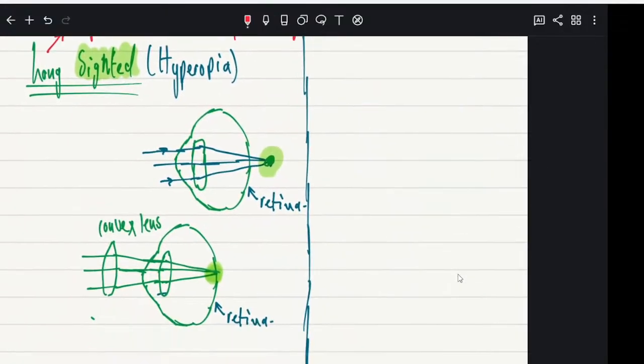Then in terms of diagram, if you're long-sighted, this is what happens. Your rays meet outside the eye. Is it true that they meet outside like this? Are you seeing what happens to the rays if you're long-sighted? Where do they meet? If you're long-sighted, where do the rays meet? Thank you. So that's the first point you must know. They can ask you that. Long-sighted people, their rays meet outside.